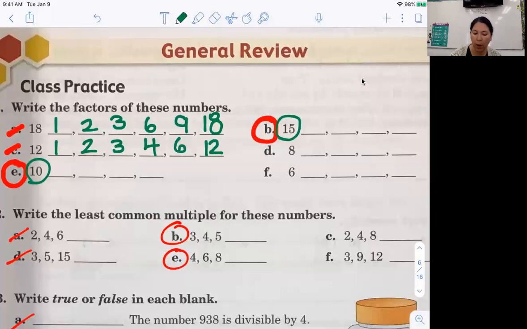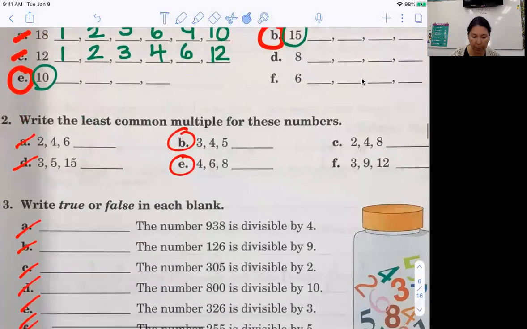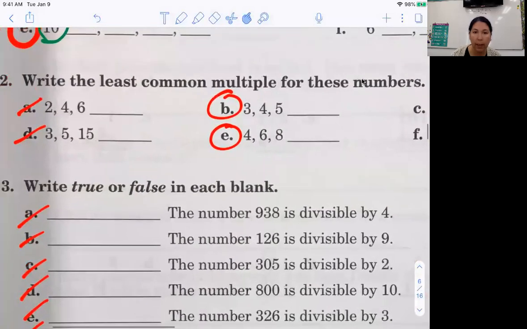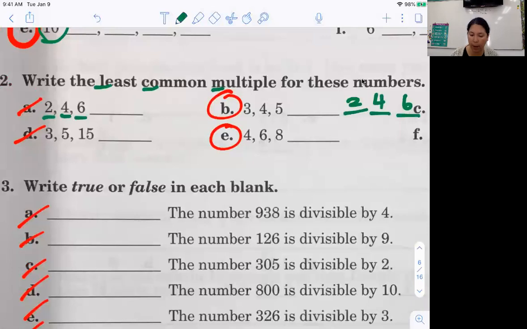All right, now we're gonna move on to the second section, section 2. And we are gonna do the first 2 together, you can see, and then you're gonna do the B and E by yourself. So this says, write the least common multiple for the number. Now remember, least common multiple, let's count, right? We're counting by these numbers. So if I was doing this first one, A, 2, 4, and 6, I'm gonna do it over here, 2, 4, and 6. And if I count by those, let's see what we get.